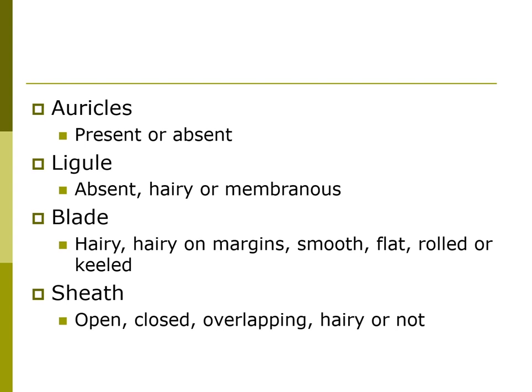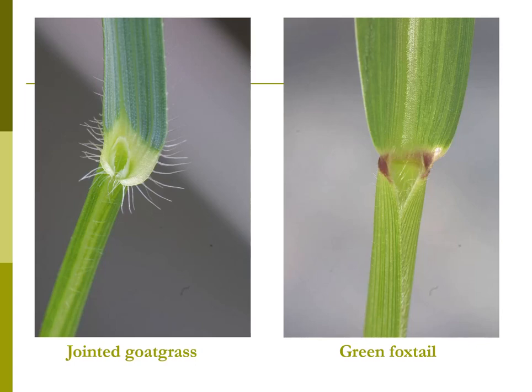So again, auricles can be present or absent. The ligule could be absent, it could be hairy, it could be membranous. The blade itself could be hairy all over, could be hairy just on the margins, could be smooth, flat, rolled, or keeled like the front of a boat or the bottom of a boat. And then that sheath could be open, closed, overlapping, hairy, or lacking hairs. So here on the left we have jointed goat grass. You can see on the stem it has a closed sheath.